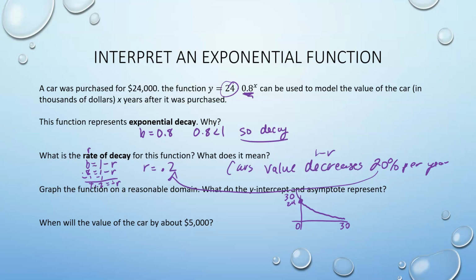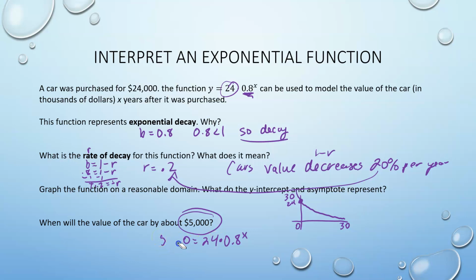Okay, now this question says, when will the value of the car be about $5,000? Well, that's actually saying, when does 5,000 equal 24 times 0.8 to the x? The problem is we do not yet have an algebraic way to solve for an exponent. We'll learn it this chapter, but right now we don't know how to solve for an exponent algebraically. So we're going to have to use our graph. In order to do that, now, oops, I shouldn't put 5,000 here.